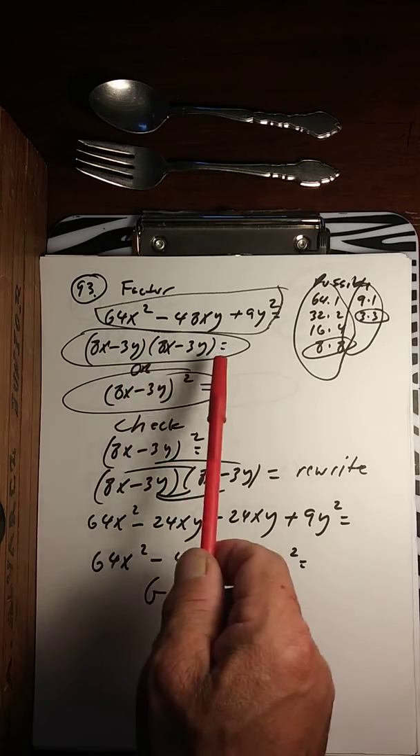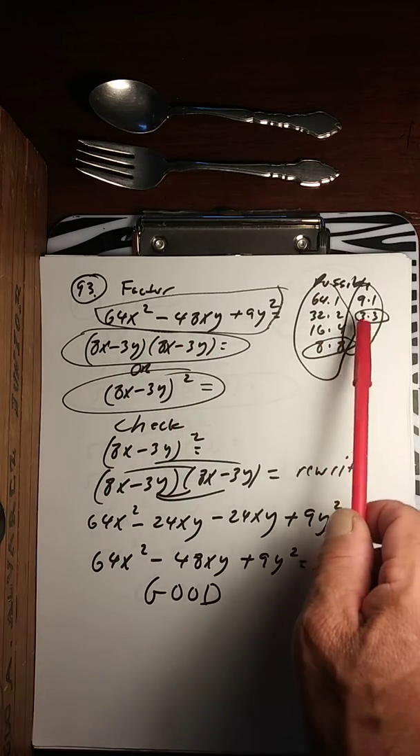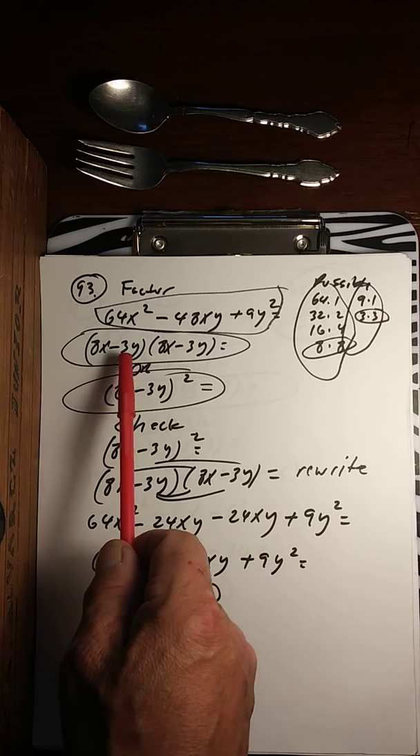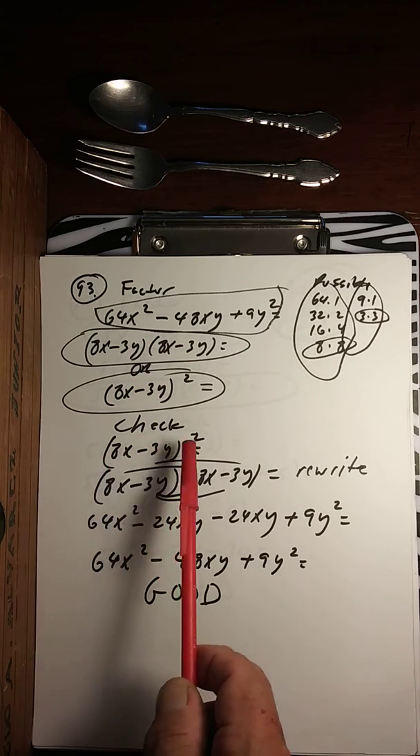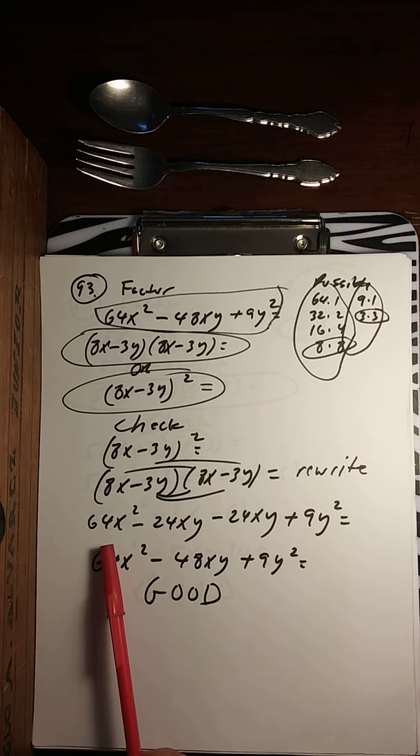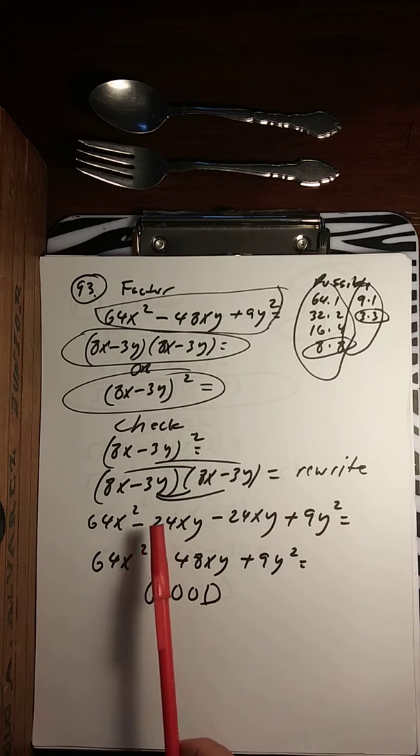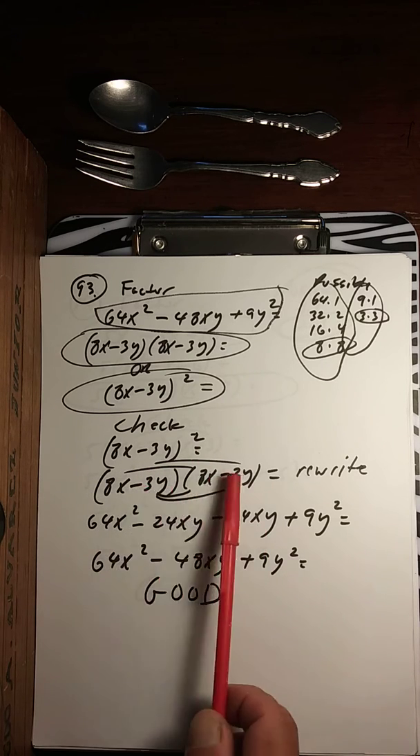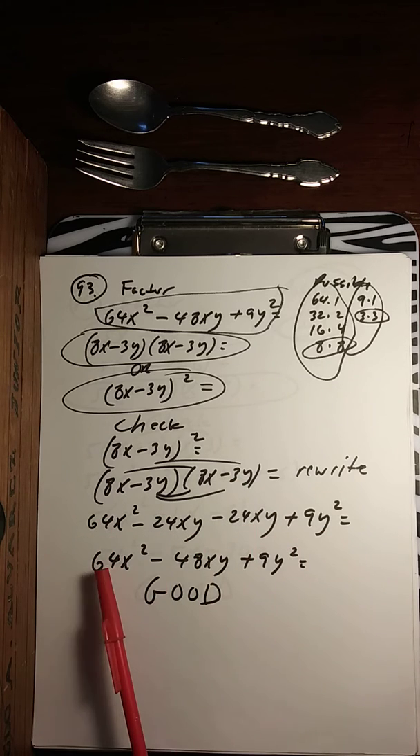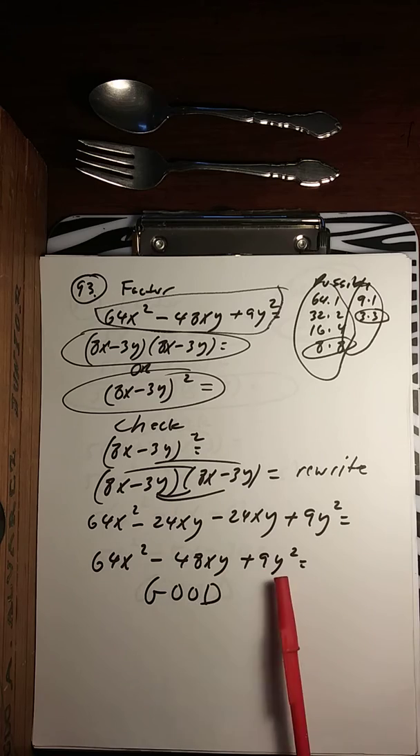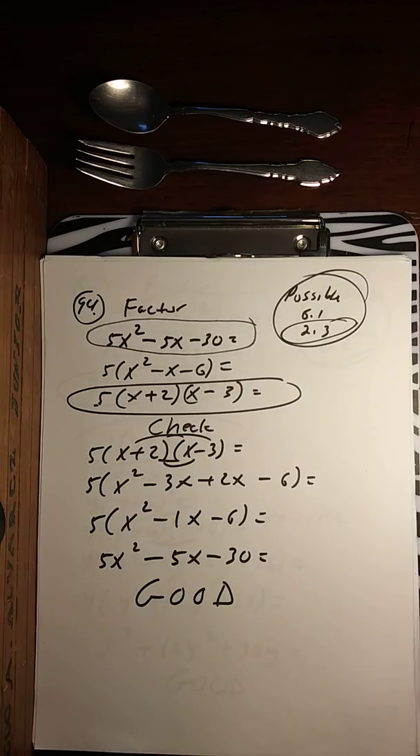Factor this one. Possible numbers are these and these. We're going to go with 8, 8, 3, 3. 8x minus 3y, squared. Does that work? 8 times 8, 64, x squared. That turns out minus 24xy, minus 24xy, plus 9y squared. So it's going to be 64x squared minus 48xy plus 9y squared. Put them together. It gives you the same answer, yes.